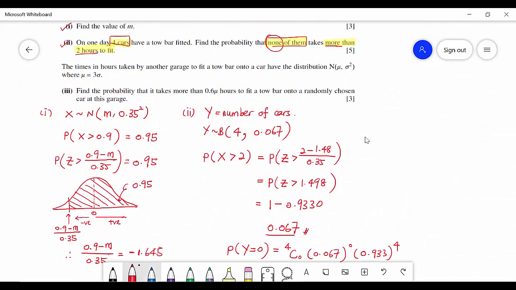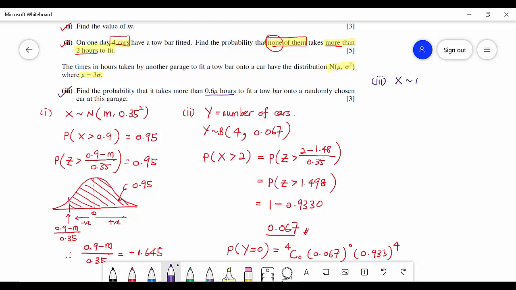Okay, then now let's have a look at the third part. Okay, so for the third part, they are saying that the time in hours taken by another garage to fit a tow bar onto a car has another distribution, N(mu, sigma squared), where mu is equal to 3 sigma. Okay, then now they want you to calculate the probability that it takes more than 0.6 hour to fit a tow bar onto a randomly chosen car at this garage. Okay, so now for the third part, I will write all the answers here. Okay, make it as another x, all right?